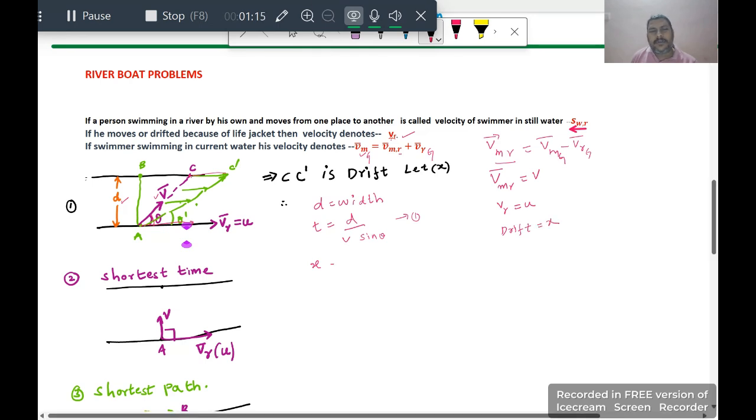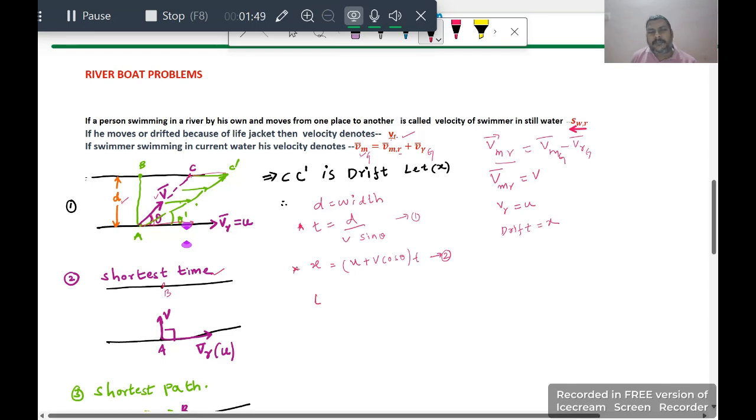So now X is equal to, that is C dash here. X is equal to U, that means river velocity, plus V cos theta, into T. Velocity into time. So this is equation 2. So now I want to reach the other bank, point B, in the shortest time. My aim is to move in the shortest time. So the time taken to reach the other bank should be minimum.